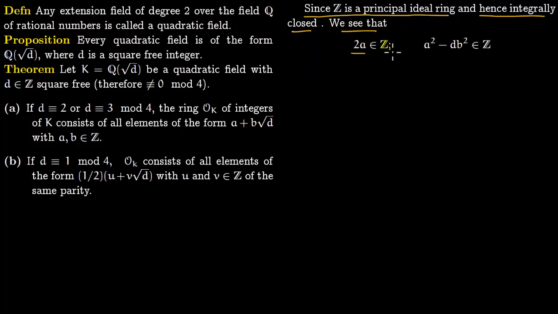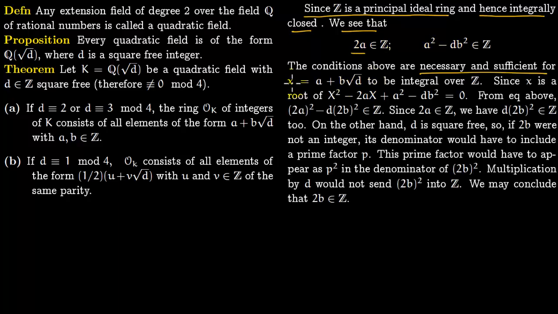So above, both these conditions are necessary and sufficient for this x, which is a plus b root d, to be integral over Z, precisely because now this x is the root of this equation, x squared minus 2ax plus a squared minus db squared equals 0, because the sum of the roots is 2a and the product of the roots is a squared minus db squared. This is the product of the roots, this is the sum of the roots. That is fine, because this was x plus conjugate of x, this was x times conjugate of x. So this was x times this, and this was x plus sigma x.